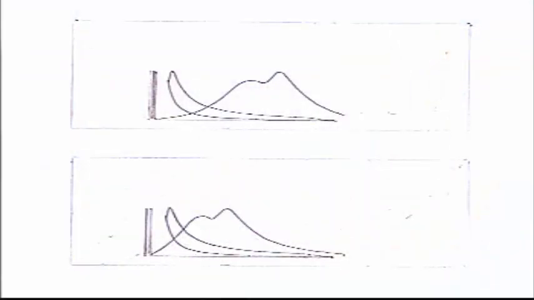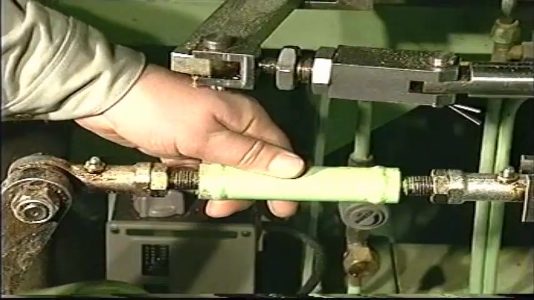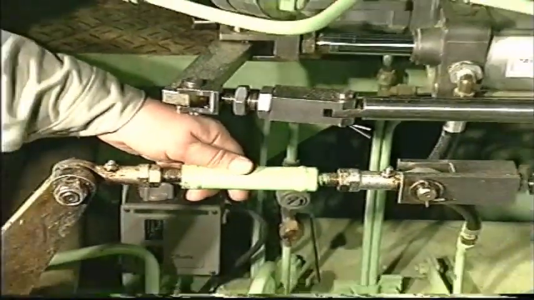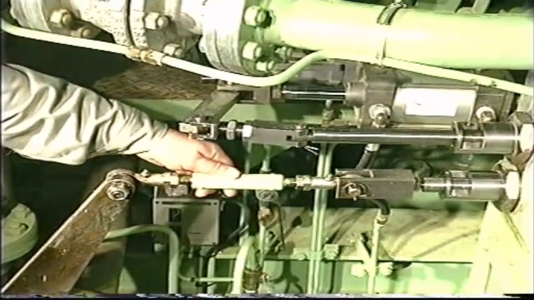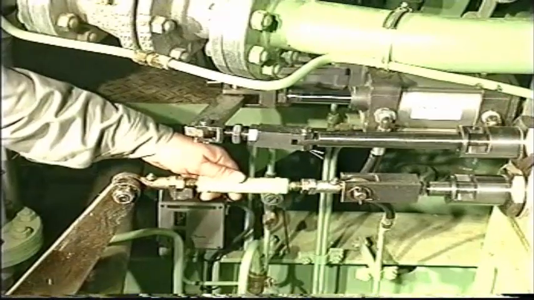The mean indicated pressure of the individual cylinders must not deviate more than 0.5 bar. If the deviation is larger than 0.5 bar, adjust the load distribution on the fuel index rack of the individual cylinders.